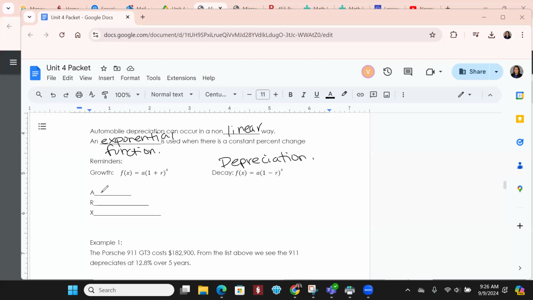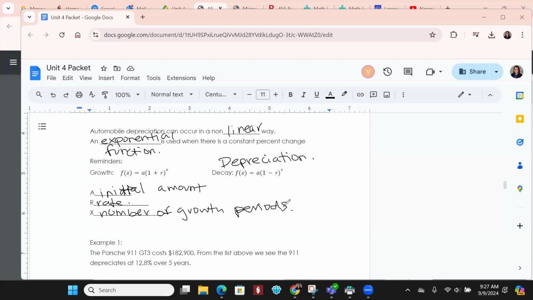So A is going to be my initial amount. R is going to be my rate. And X is going to be the number of growth periods. Okay. So again, we've seen this formula before. You've actually talked about it in Algebra 1. Here it is again.